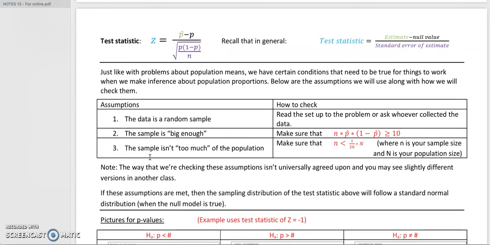We're going to pick up in the next set of notes, talking more about p-values and about how we would actually complete the rest of a problem like this once we've checked these assumptions.